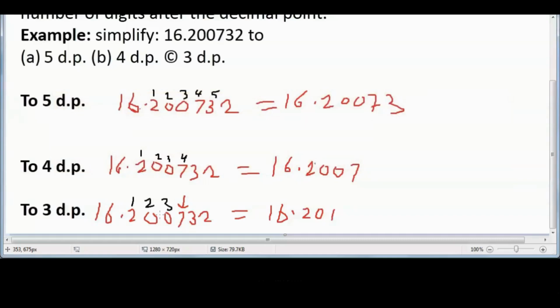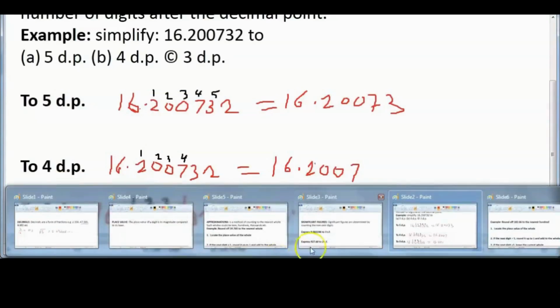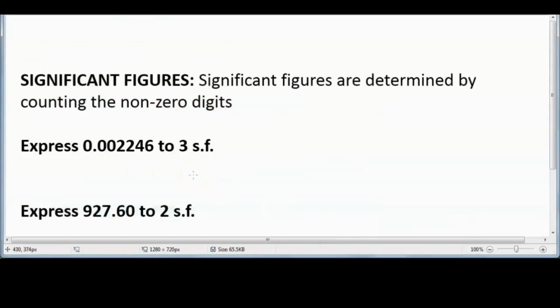Next, we look at significant figures. Significant figures are determined by counting the non-zero digits. Depending on the position of the first non-zero digit, the counting may start before or after the decimal point. Let's look at these 2 examples. Express 0.002246 to 3 SF. SF stands for significant figures.